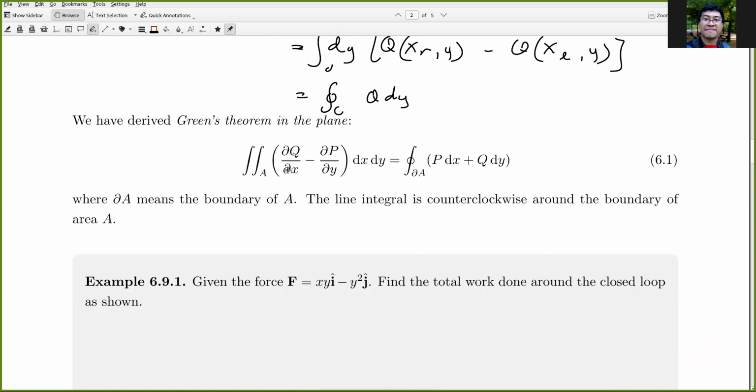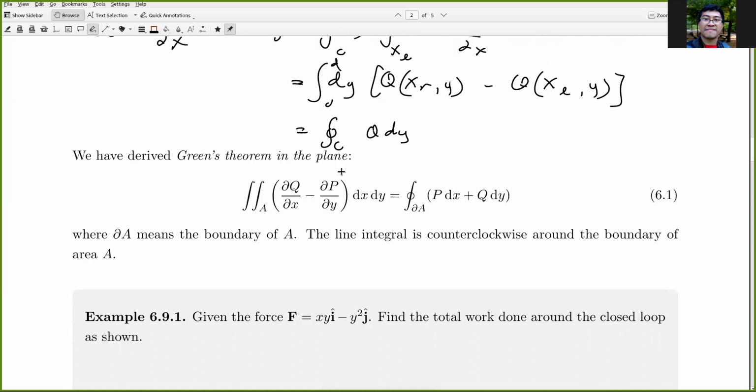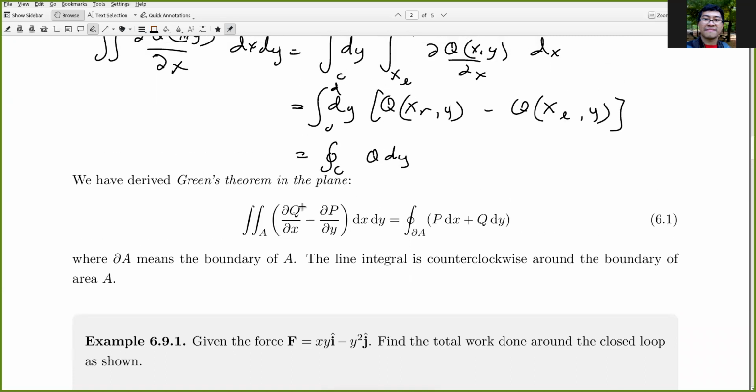So we get Green's theorem. This partial Q with respect to x minus partial P with respect to y, dx dy, that would be equal to the integral of P dx plus Q dy taken over this path. We denote C with partial A. Partial A means the boundary of A. So the integral is counterclockwise around the boundary of A.